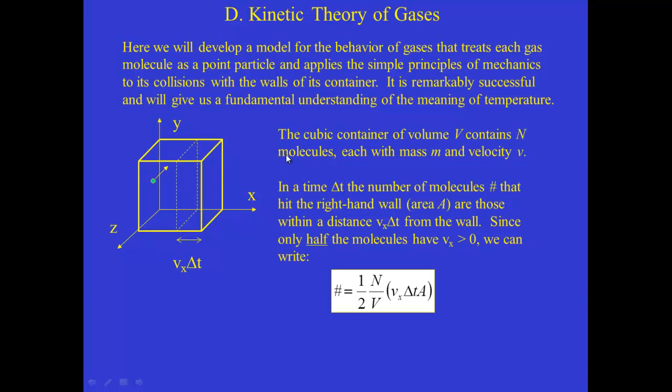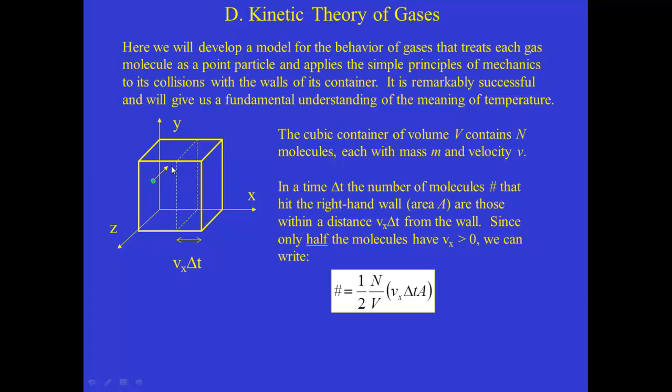So here's how the model starts. There's a cubic container that has a volume V and has N molecules in it. Each of them is identical, with a mass m and velocity v. So you can see one of these molecules, which could also be an atom for a certain kind of gas, shown inside the container.